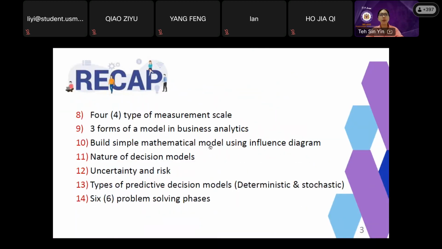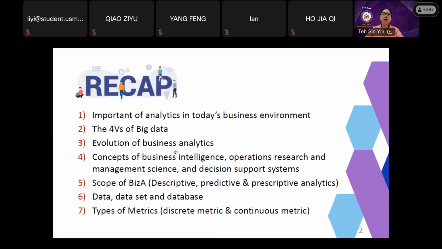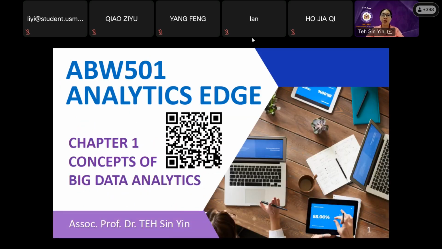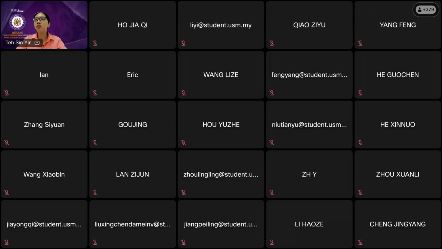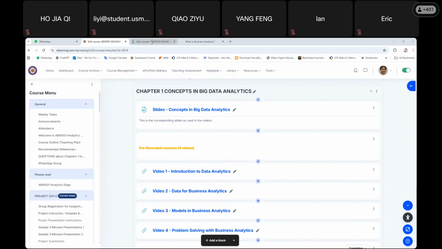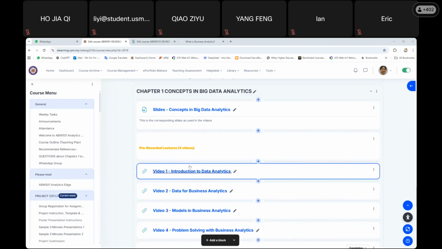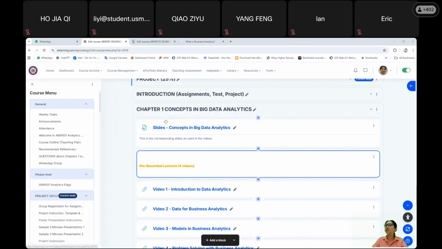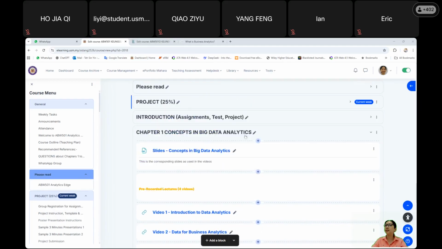So what you need to know for this chapter, this slide is available in your e-learning portal. Let me stop and go to e-learning portal to show you, because last week at the end of the lecture, there are students say cannot find the slide. So please go to e-learning portal. For ODL student, go to ODL platform. Okay, you see here chapter 1, concept in big data analytics.